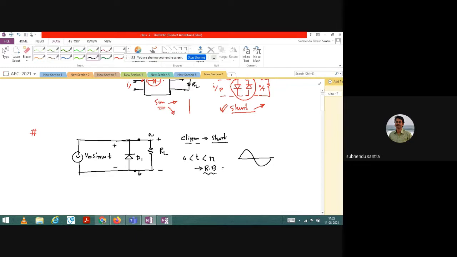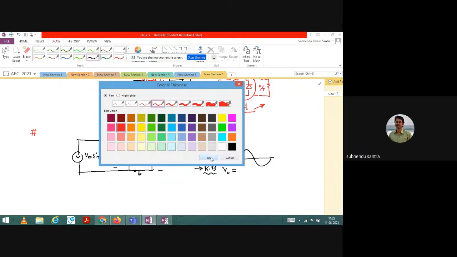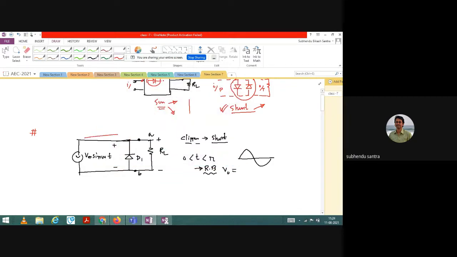Under that condition, the entire source current will be bypassing through the load resistance. So the output voltage is the same as the input voltage, that is V0 equals Vm sin(omega t). Now from pi to 2 pi, this portion is coming positive and this portion is coming negative. During this time the diode D1 will experience forward bias.